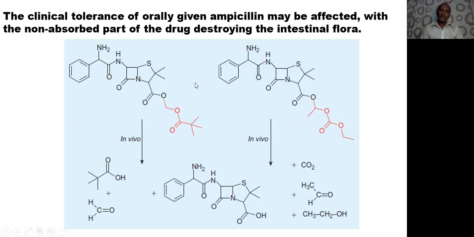So for that reason, here this is your ampicillin, and this ampicillin was converted into prodrugs. One is pivampicillin, another is bacampicillin. Pivampicillin involves pivalic acid, and bacampicillin involves formaldehyde.